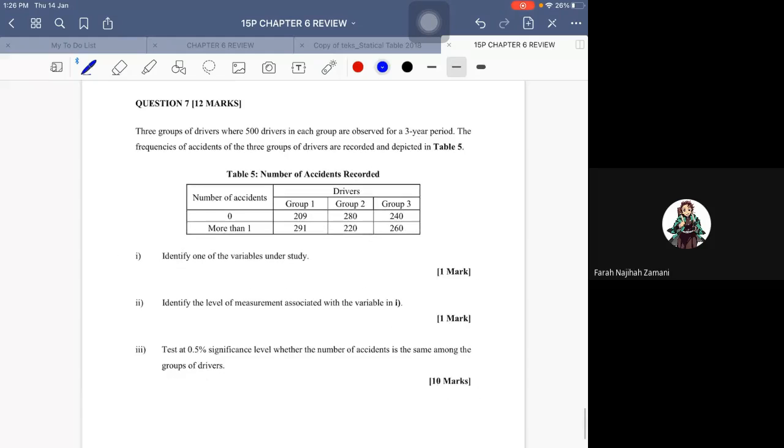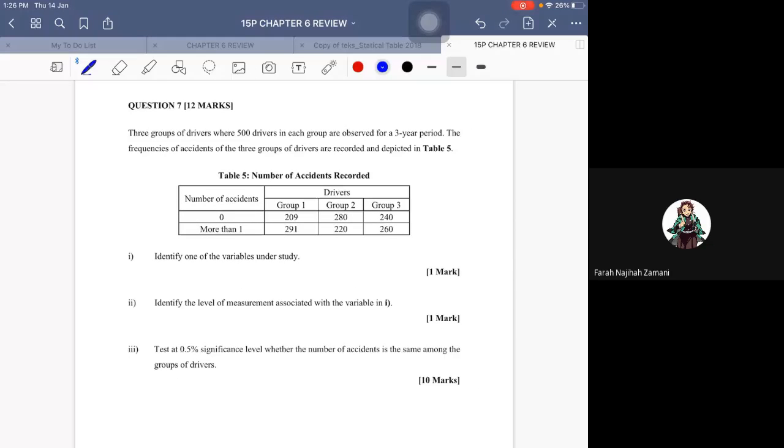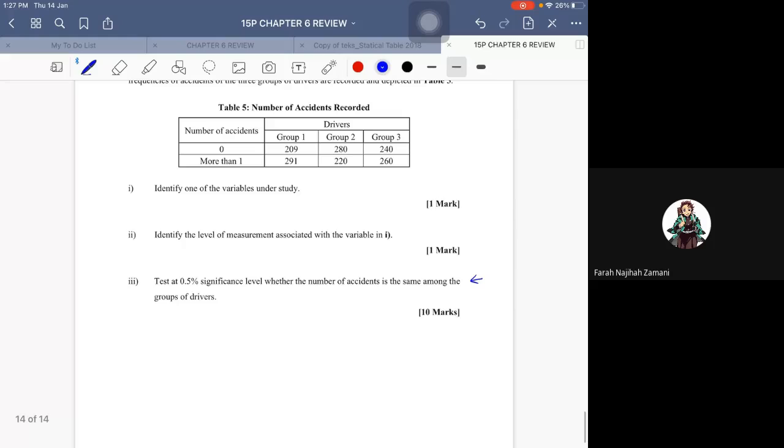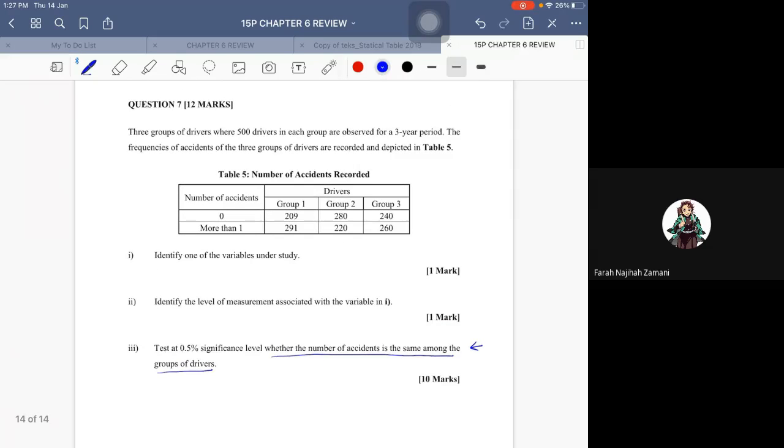Okay, and the last one, I'm not going to do the calculation of this, I'm just going to give you the idea. Remember, for contingency tables, we have two types of tests. One is the independence test and the other one is the test for homogeneity. So this is the test for homogeneity. The question asks you to test at the 0.5% significance level whether the number of accidents is the same among the groups of drivers. So when you come across a question like this, it gives you categorical variables.